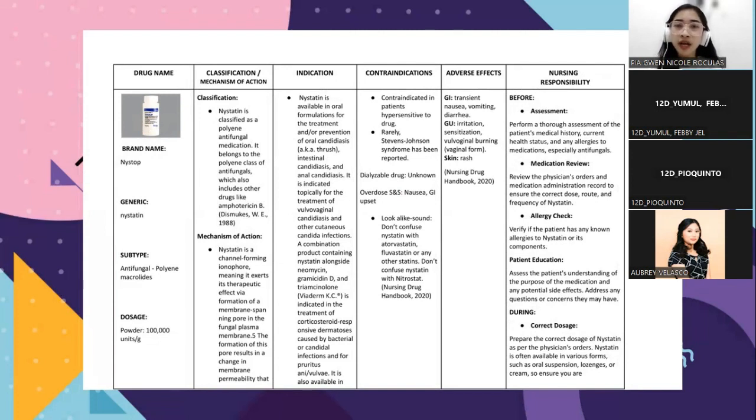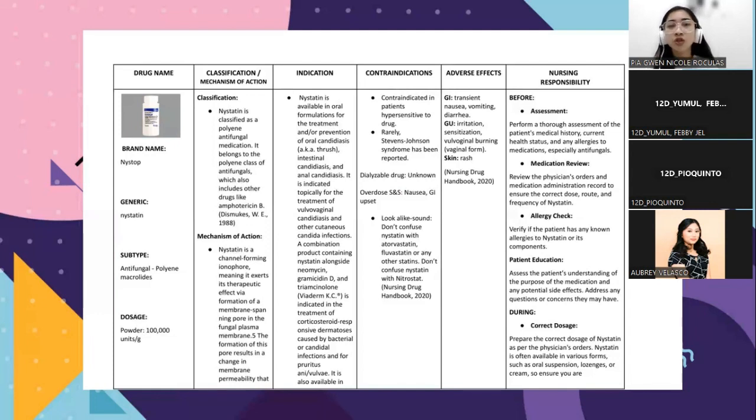So in the GI, transient nausea, vomiting, and diarrhea. Then GU, irritation, sensitization, vulvovaginal burning or vaginal form. Next is from the skin, it is rash.